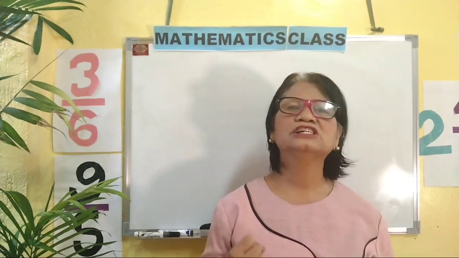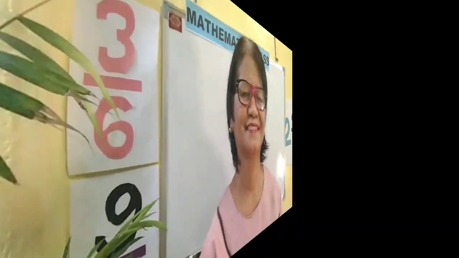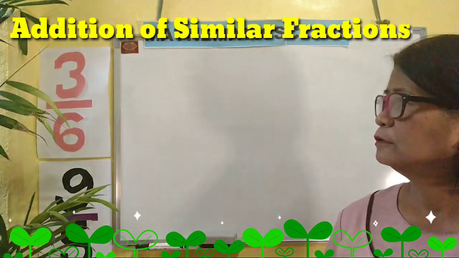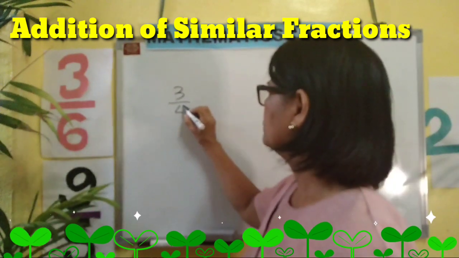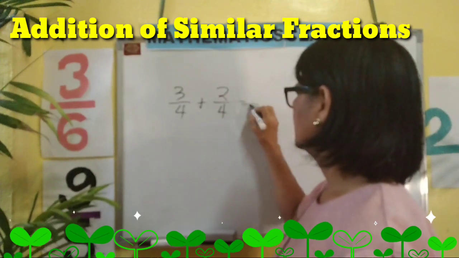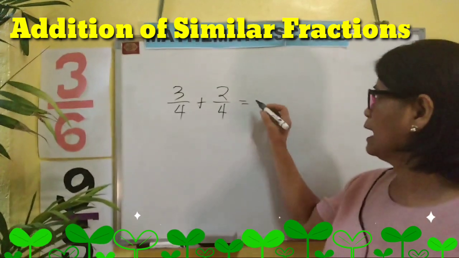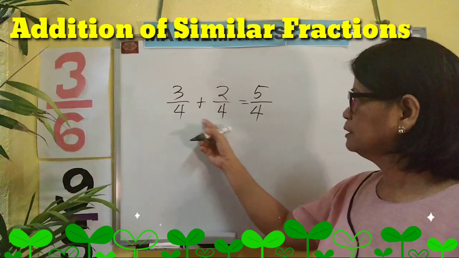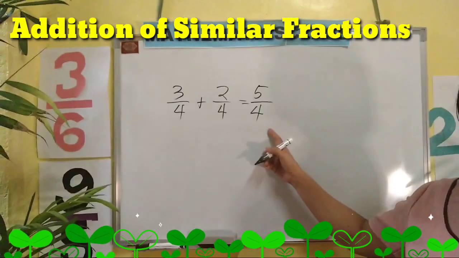Let's start with addition of similar fractions. Example is 3/4 and 2/4. So, 3/4 plus 2/4. Okay, first thing to do, you add all the numerators. 3 plus 2 equals 5, and then copy the common denominator. Ang common denominator natin ay 4. Then, your answer is 5/4.